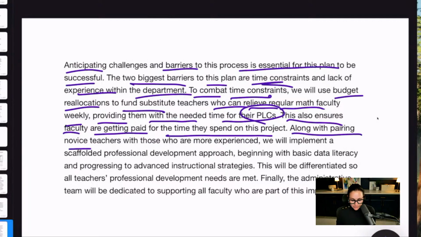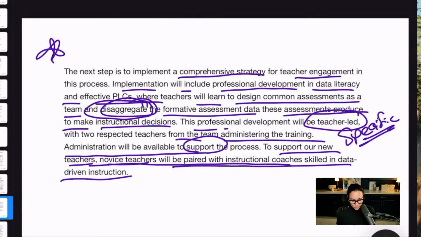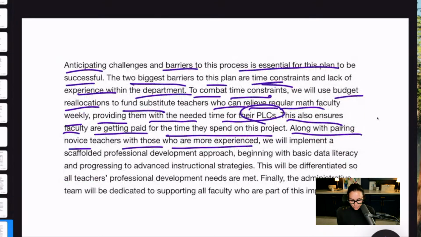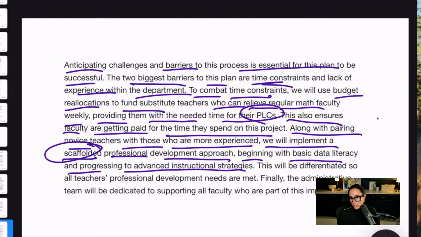Along with pairing novice teachers with those who are experienced, because notice that I said that here, novice teachers will be paired with coaches in that second paragraph. So I allude to that. We will implement a scaffolded, love it, professional development approach. What is that? That's individualized professional development, which is another part of this exam that we want to make sure it's differentiated. And that hits that little section, beginning with basic data literacy and progressing to advanced instructional strategies. So for our new teachers who don't know how to disaggregate data, we're going to help you with some data literacy.